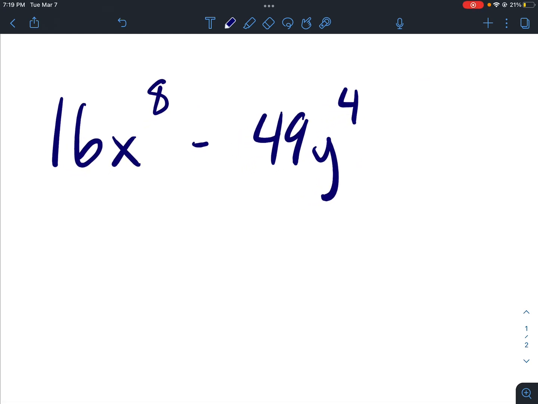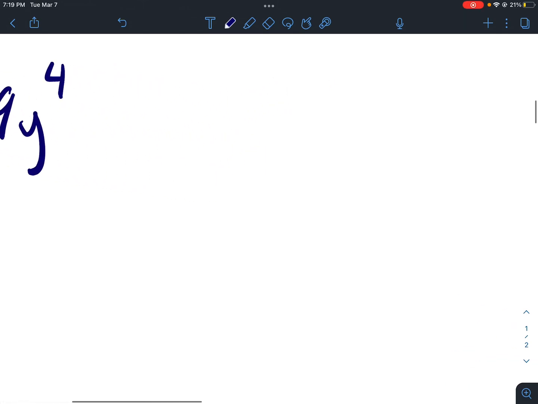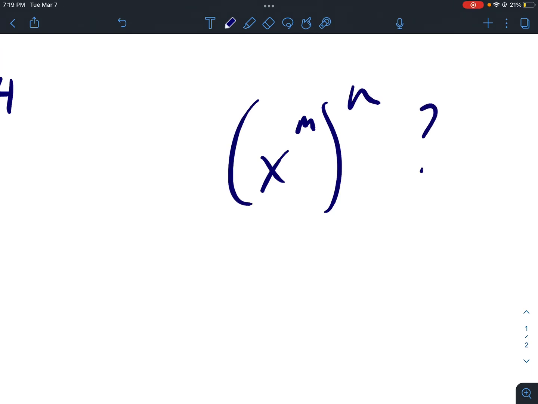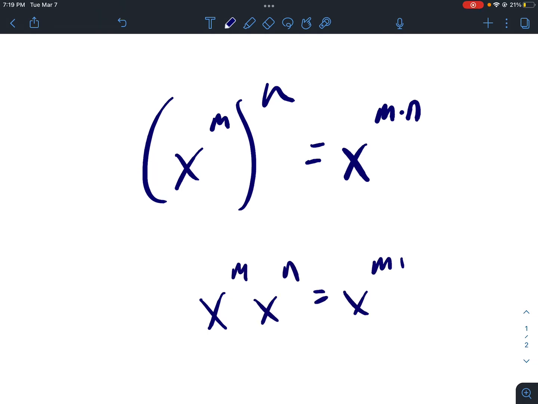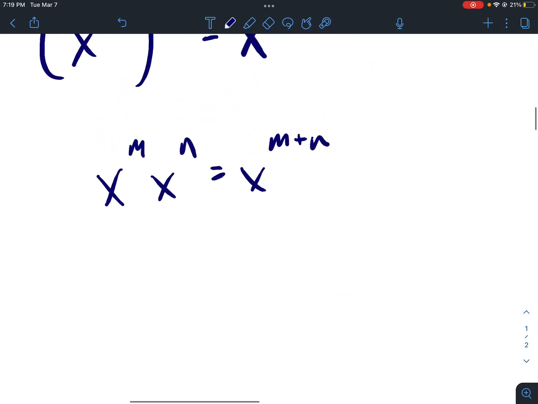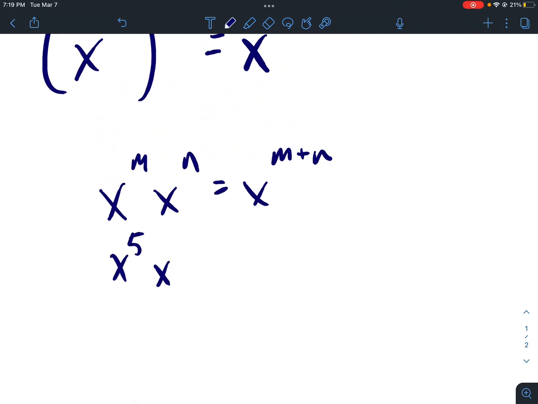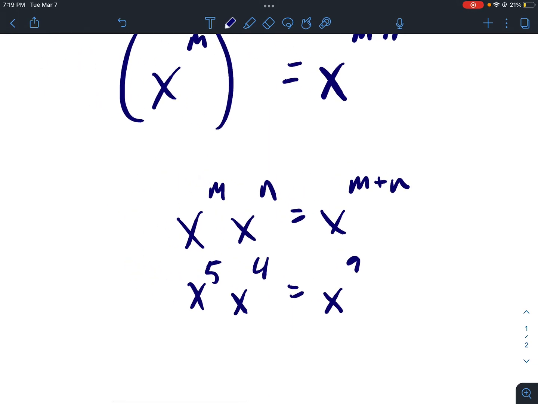So let's think about what some exponent rules are. Let's think about if I have x to the m to the n, what does this equal? Well, this just equals x to the m times n. Okay? It's much like the exponent rules where I have x to the m times x to the n. This is equal to the adding of the exponents. So like if I have x to the 5th times x to the 4th, this is going to be x to the 9th. And we know that, or at least we should at this point.